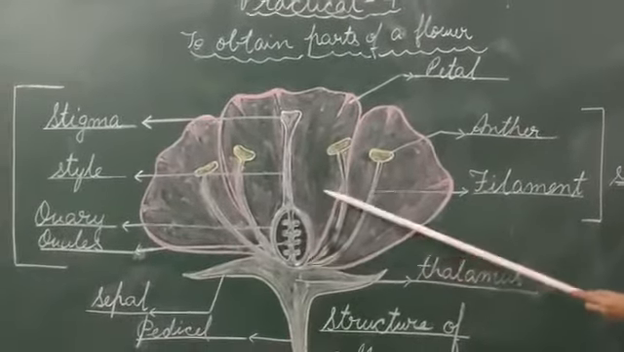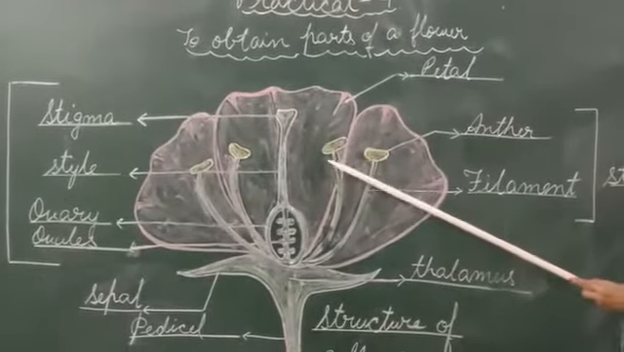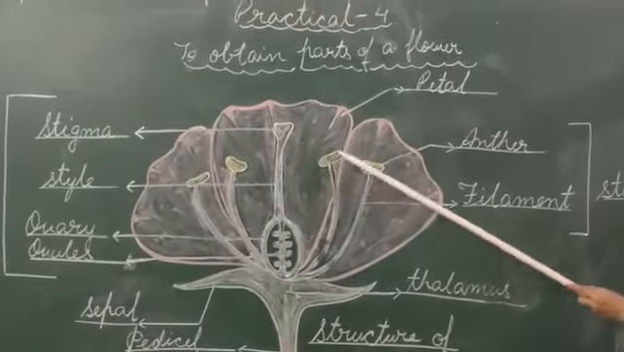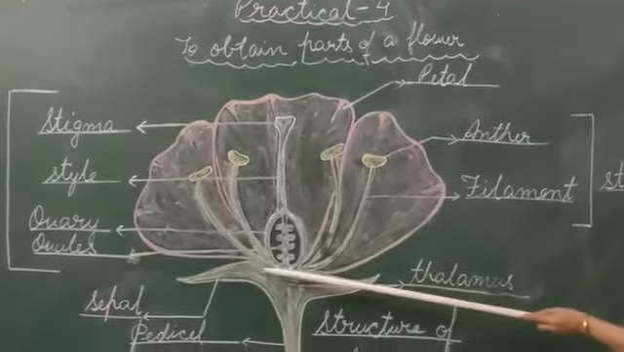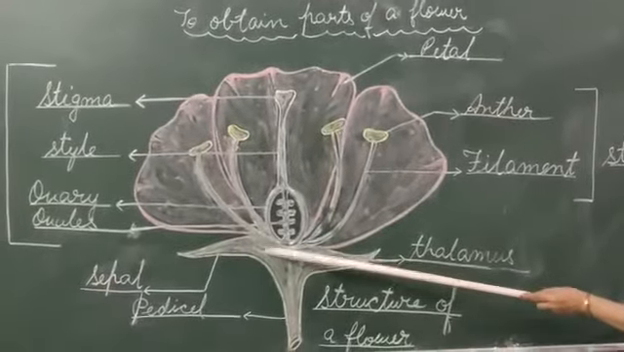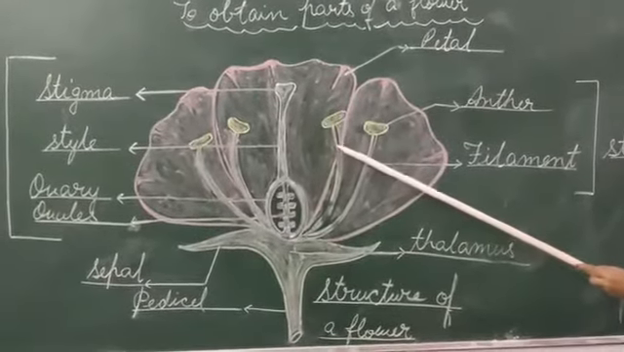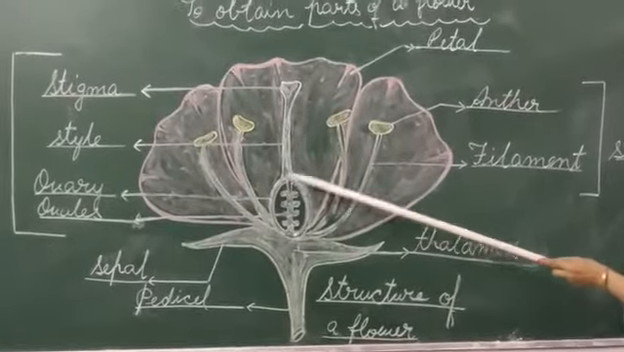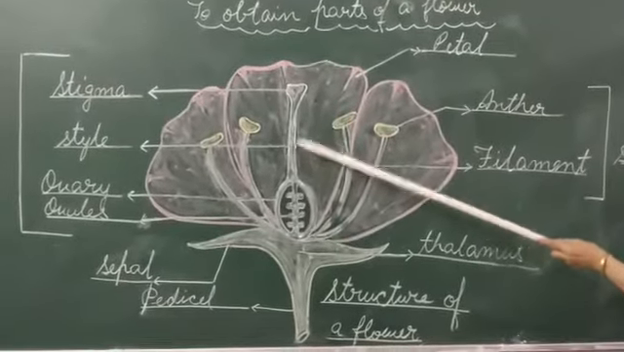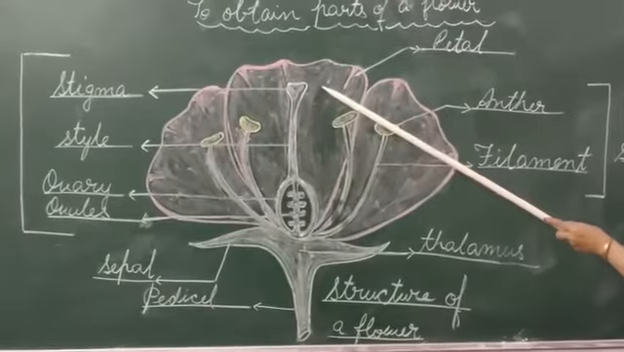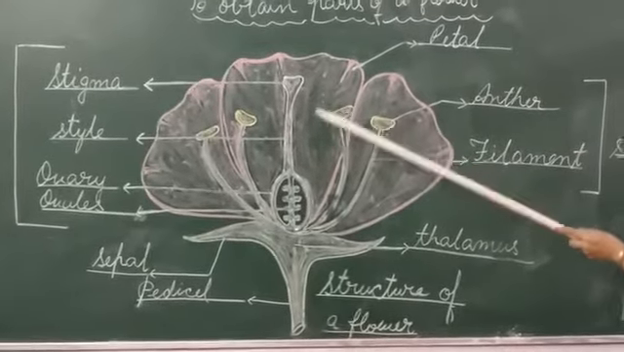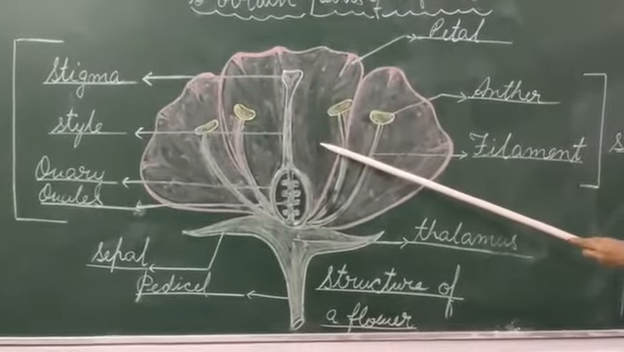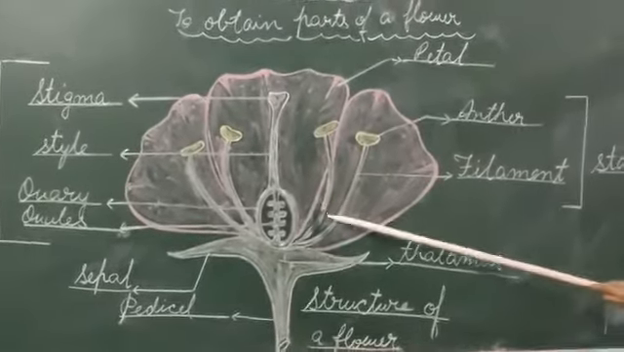Clear? So, this is a diagram of a typical flower. The typical flower has all the four whorls, that is calyx, corolla, androecium and gynoecium. So, we have dissected the flower that is of China rose. It is a typical flower as it has all the four whorls.